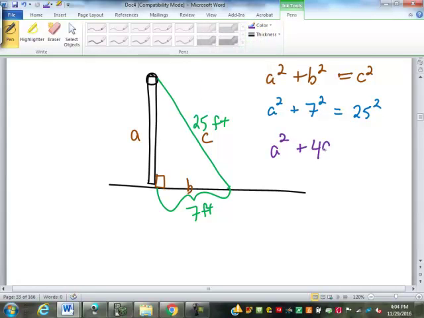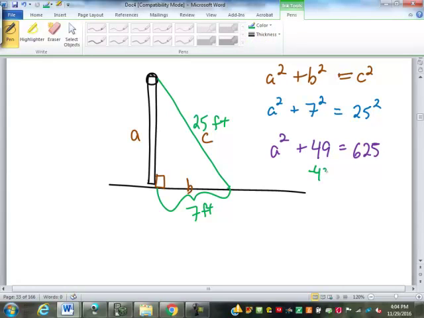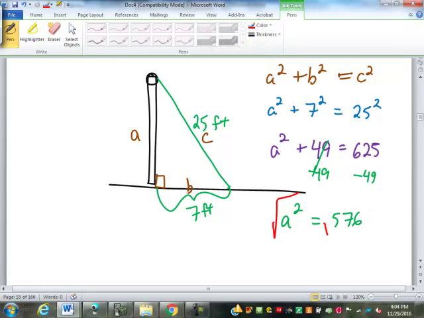7 squared is 49. 25 squared is 625. And we will subtract 49. So A squared equals 576. And then square root. A equals 24. So that's 24 feet. What do you think? Easy? Good deal.